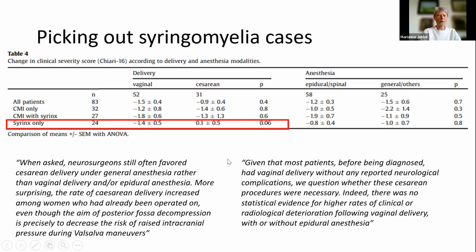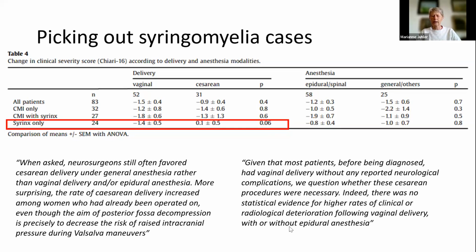A couple of quotations from this paper. When asked, neurosurgeons still favored cesarean delivery over general anesthesia rather than vaginal delivery with epidural anesthesia. But surprisingly, the rate of cesarean delivery increased among women who had already been operated on, although the aim of the decompression operation was actually to decrease the risk of raised intracranial pressure and to increase the flow of CSF across the foramen magnum. So in fact, considering this, these women should be at less risk rather than at increased risk.